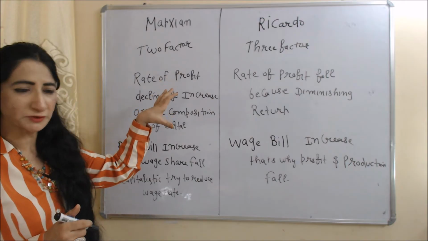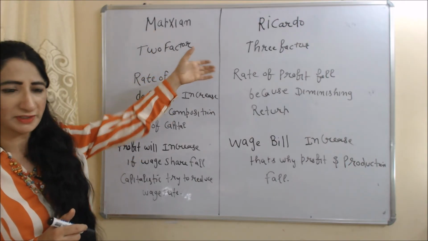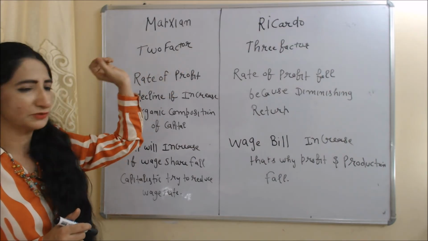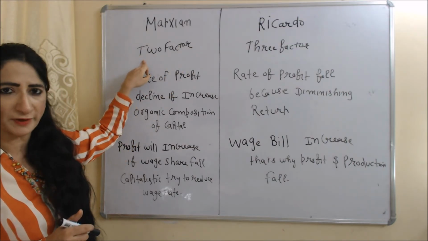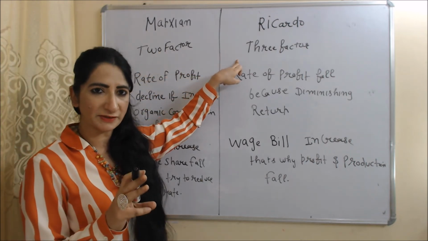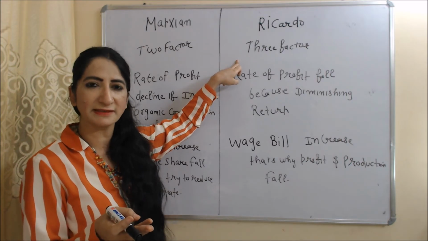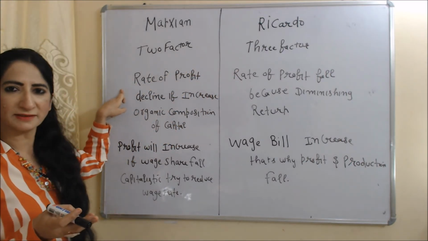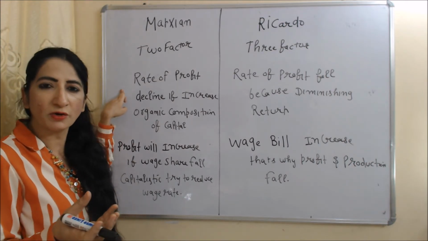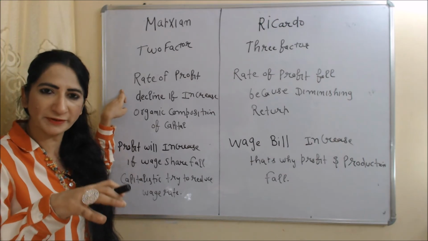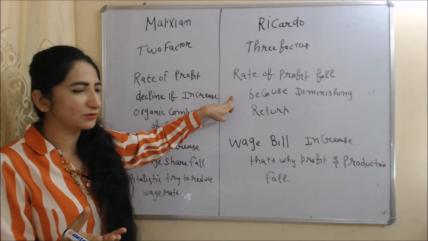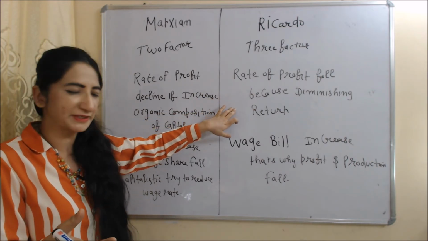You might be confused between Marxian and Ricardo theory. That's why now we are going to talk about differences between Marxian and Ricardo theory. Marx considered only two factors of production, capital and labor. Ricardo considered three factors of production, capital, labor as well as land. And according to Marx, the rate of profit declines if the organic composition of capital increases. Or we can say that according to Marx, the rate of profit declines if constant capital increases. On the other hand, according to Ricardo, the rate of profit falls because of diminishing returns.